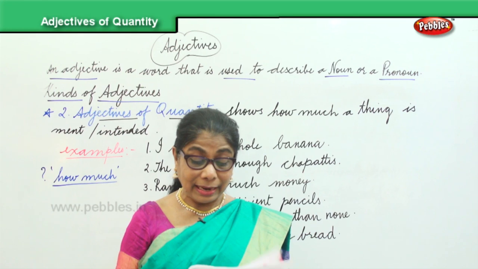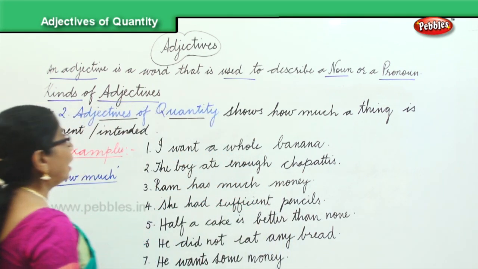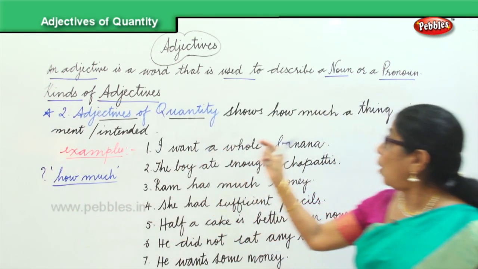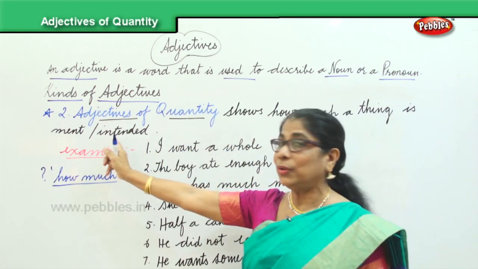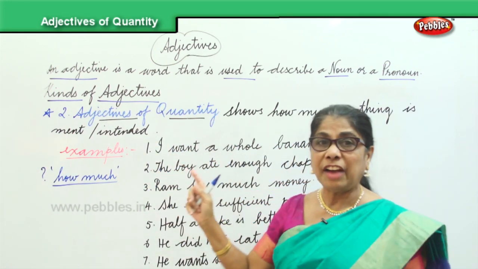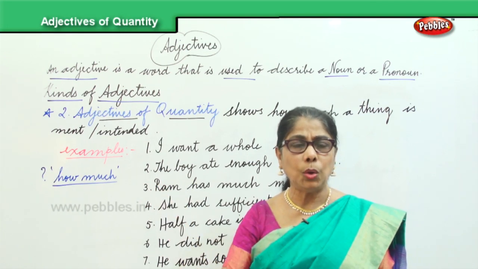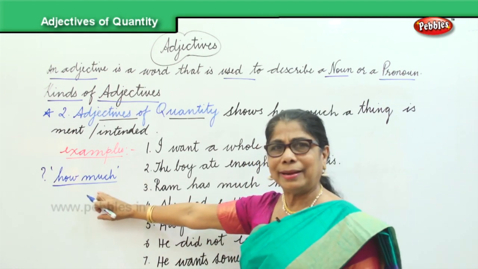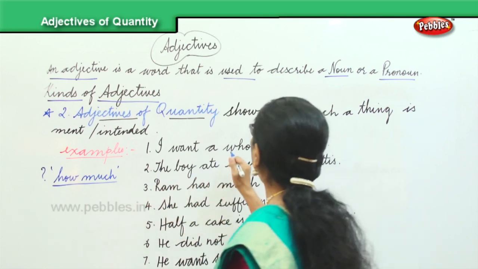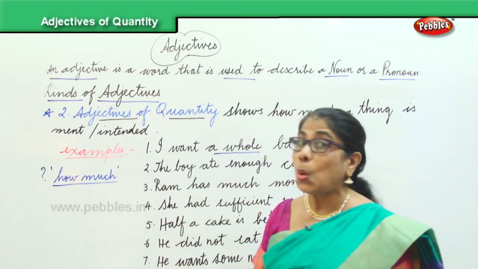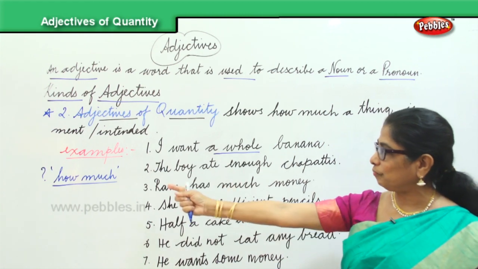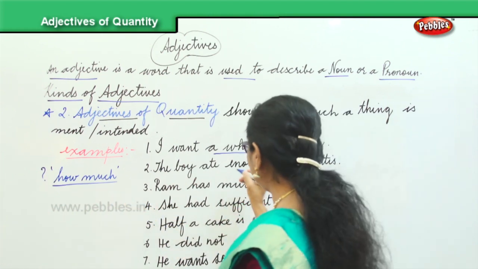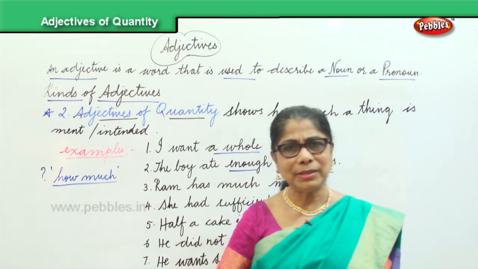Let's look at the sentences I've given you. Okay? Now, I want a whole banana. What does it say? How much a thing is meant. It doesn't say, I want half a banana. I want a whole, full, no taking away. So how much? It answers the question, how much banana? Half a banana? Quarter? No, a whole banana. So whole says how much. The boy ate chapatis. How much? Enough chapatis. He ate enough.